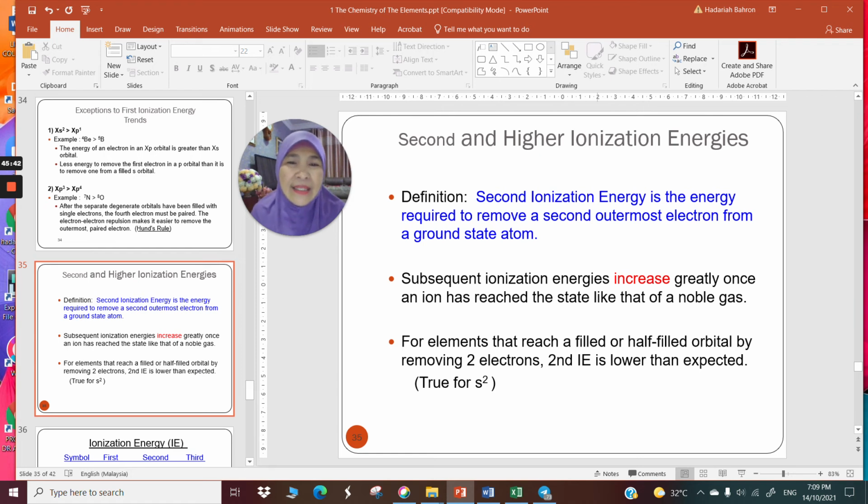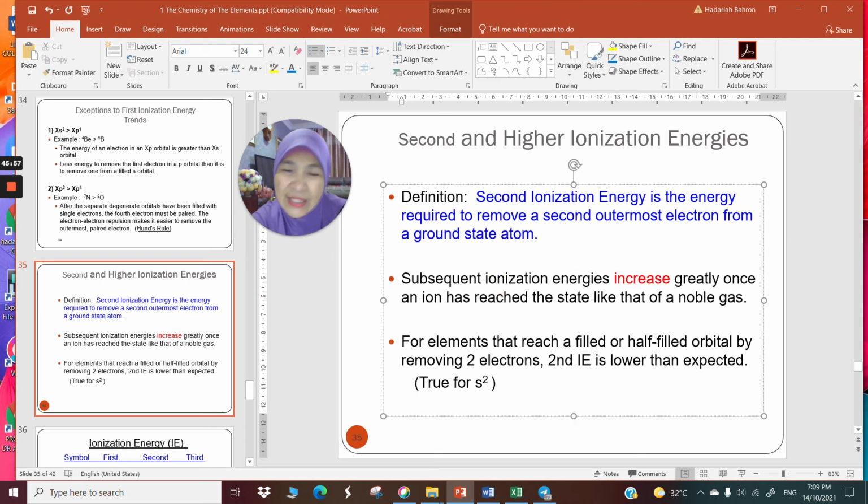Right? The second and higher ionization energy: the second ionization energy is the energy required to remove a second outermost electron from the ground state atom. Subsequent ionization energies increase greatly because the ion has reached a state like that of a noble gas. So the second ionization energy is always higher than your first, and the third is always higher than your second. For elements that reach a filled or half-filled orbital by removing 2 electrons, the second ionization energy is lower than expected.